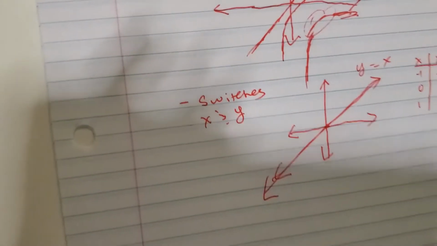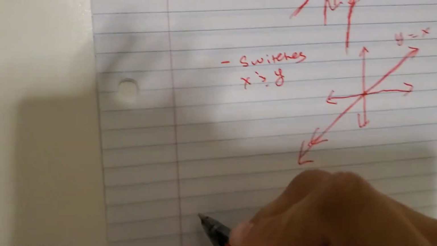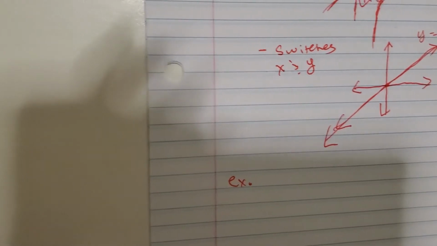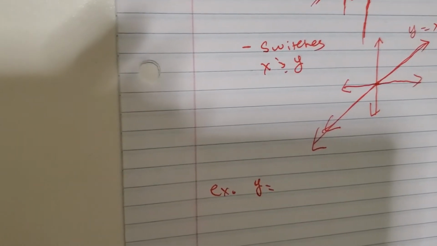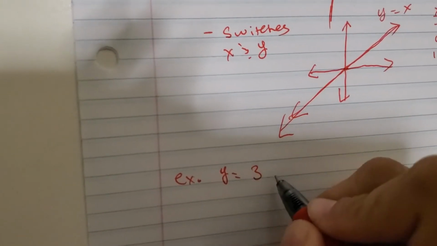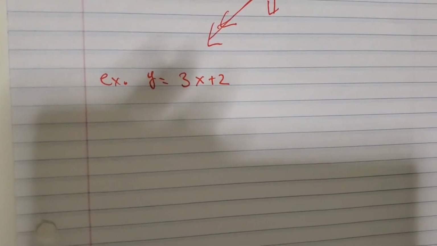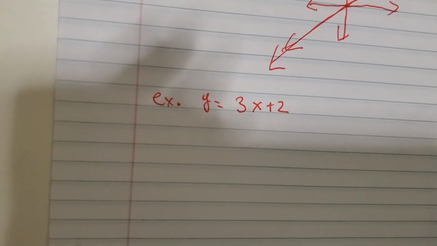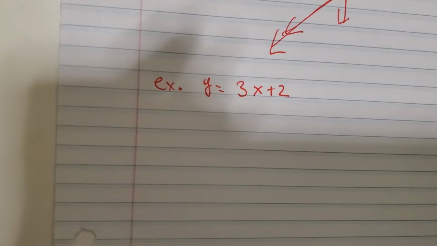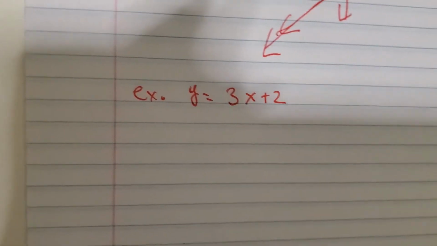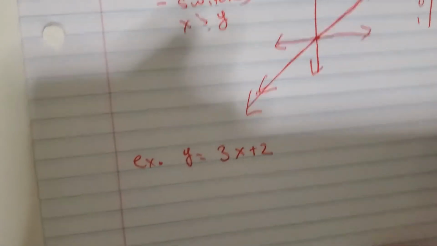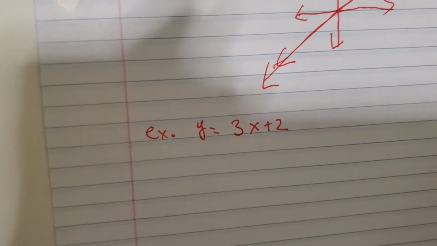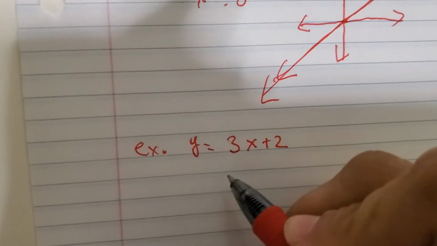All right, so let's do an example algebraically. Let's make up a function: y is equal to 3x plus 2. We want to find the inverse of y is equal to 3x plus 2. Well, we could plug in points and switch them, but that takes too long. So algebraically, what we can do, as long as the function's one-to-one, and I'll show another example of why that's important, is switch.